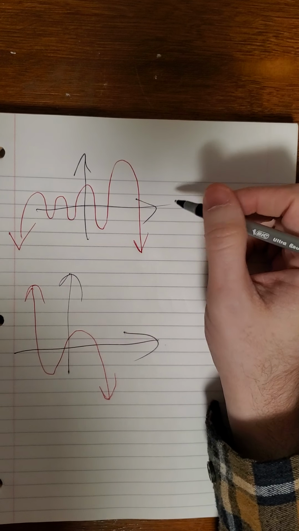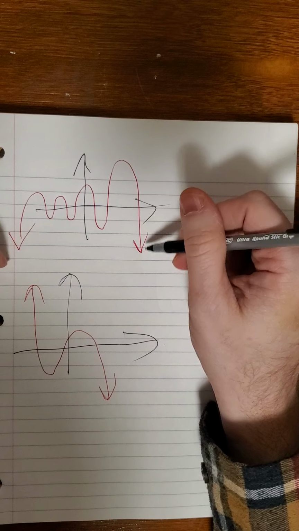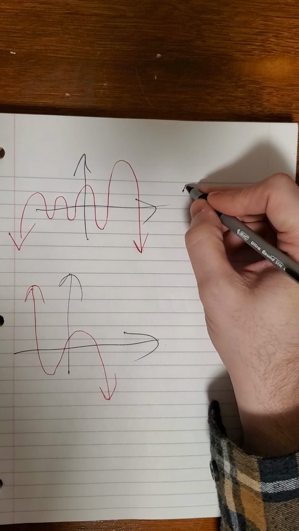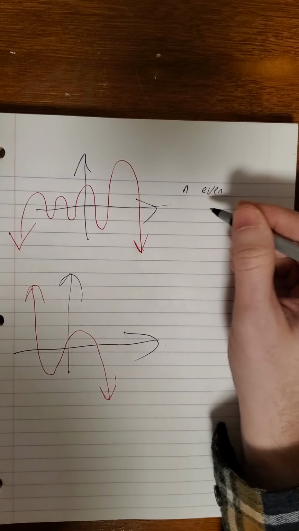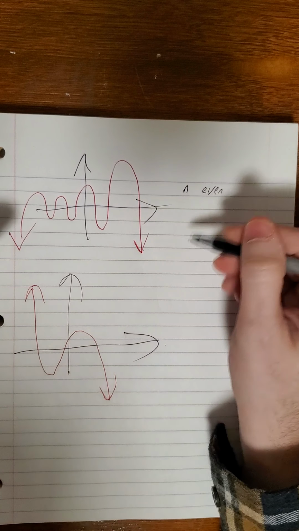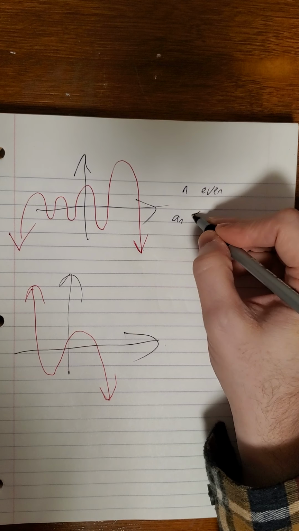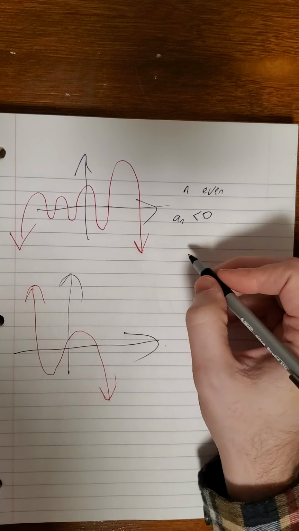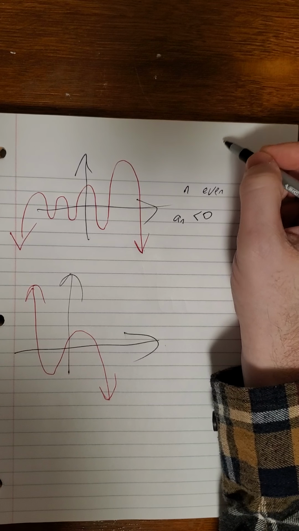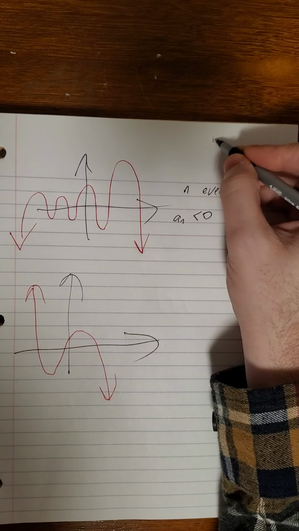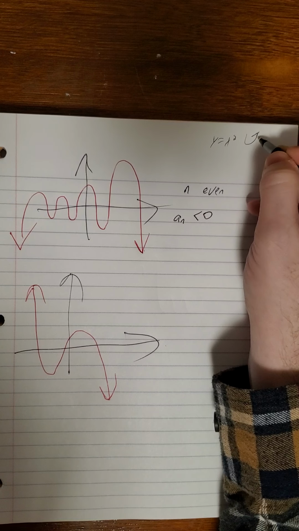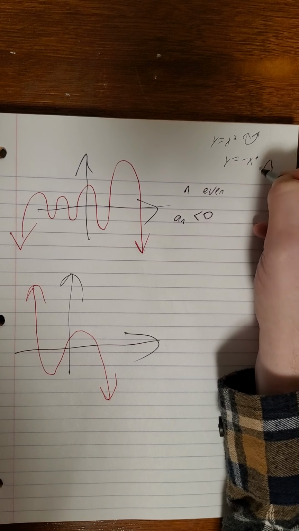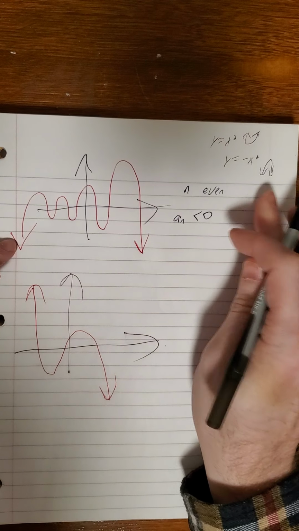Okay, welcome back. So this first one, the end behavior, both are heading towards the same extreme, negative infinity. So this is an even. They're both heading down, so a sub n, the leading coefficient, is negative. Think of the graph of y equals x squared versus y equals negative x squared. So this one closer to that, negative.